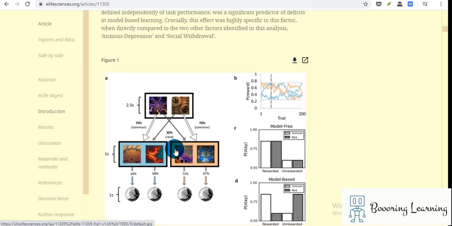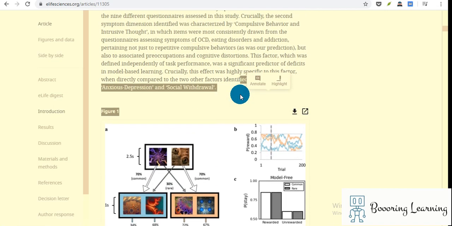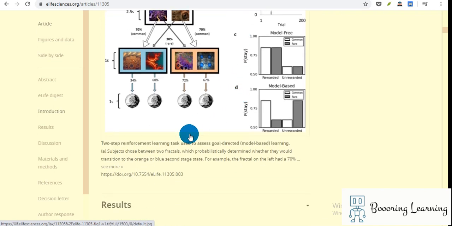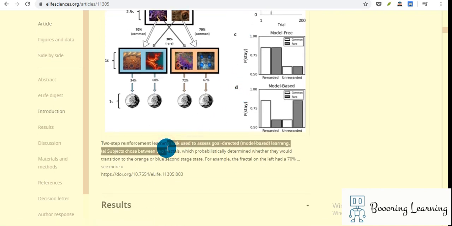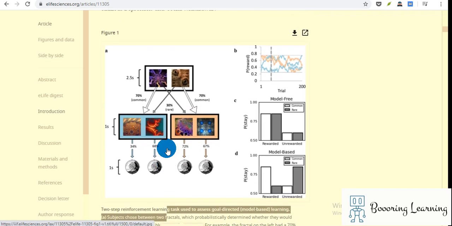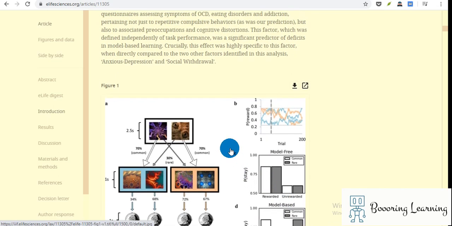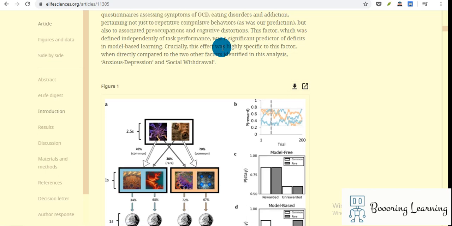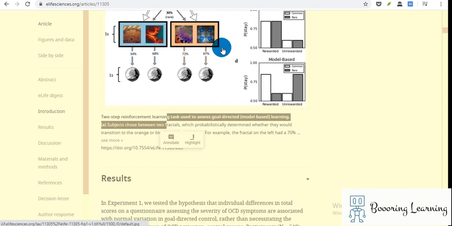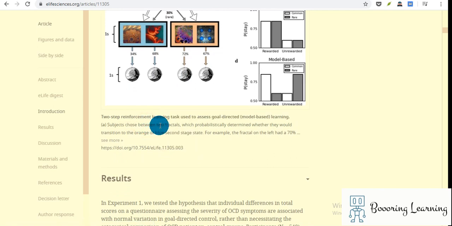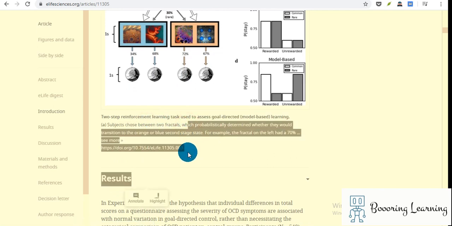So crucially this factor has something to do with the two-step reinforcement learning task used to assess goal-directed learning. So is this for animal studies? I don't know. So reward, model-based, rewarded, unrewarded, common, rare, and how subjects choose between two fractals which probabilistically determine whether they will transition to the orange or blue second stage.